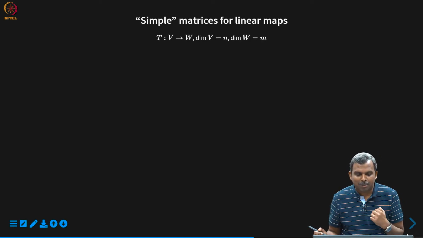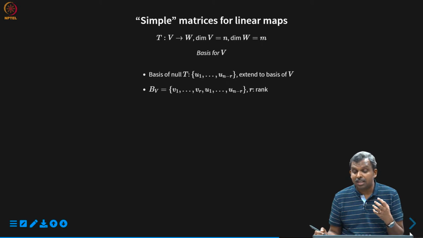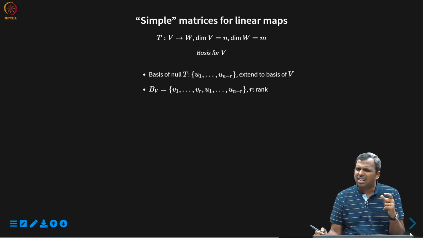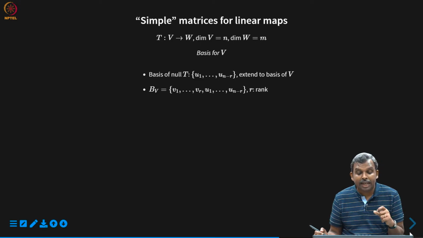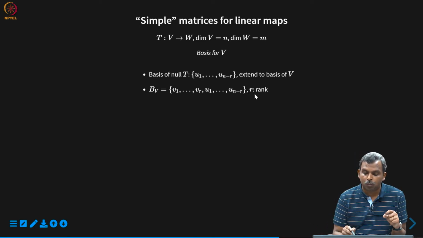So you have a linear map T from V to W, dimension of V is n, dimension of W is m. Let's begin with the basis for V, which I will construct in a slightly clever way, okay. So I'll take the basis of null T. First of all, I'll take the rank to be R. Since the rank is R, the dimension of null T is n minus R, okay. That's the fundamental theorem. So you have U1 through U(n minus R) as the basis of null T.